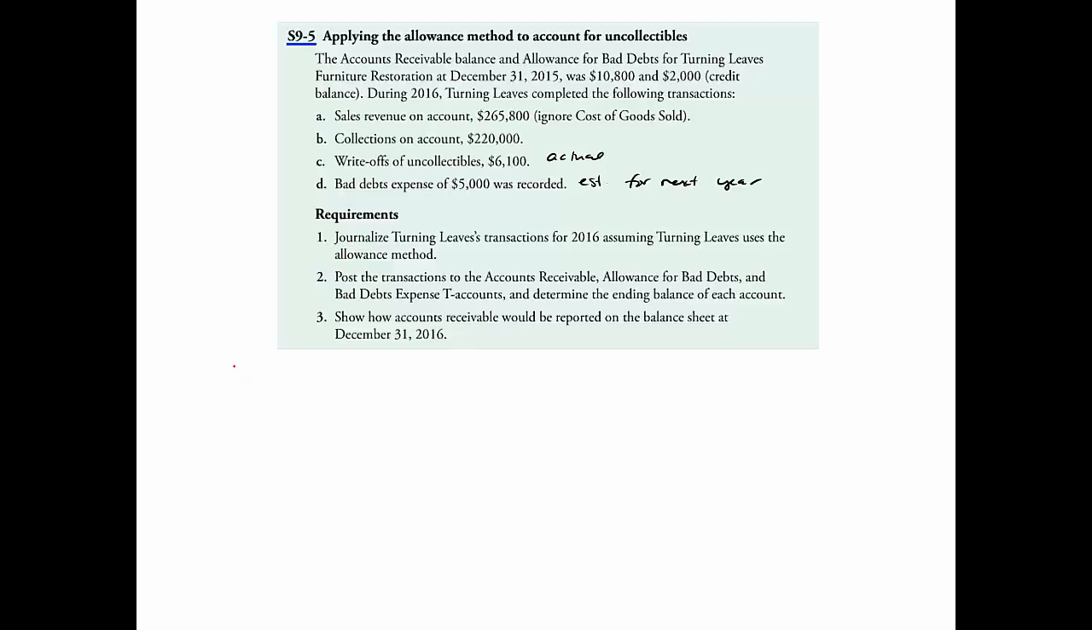The first one, I make sales on account, and it says ignore the cost of goods sold. So this would just be a debit to accounts receivable and a credit to sales revenue for $265,800. And then I collect money, and whenever I collect on my accounts receivable, I debit cash and I credit accounts receivable for $220.